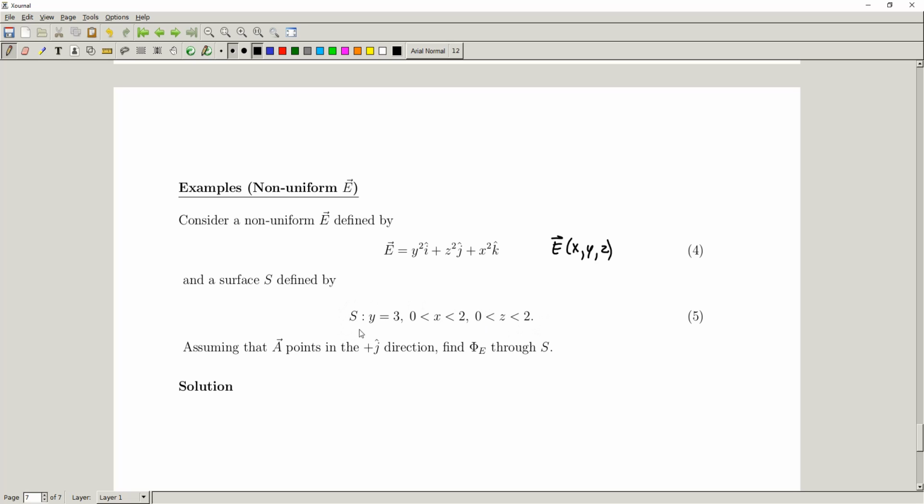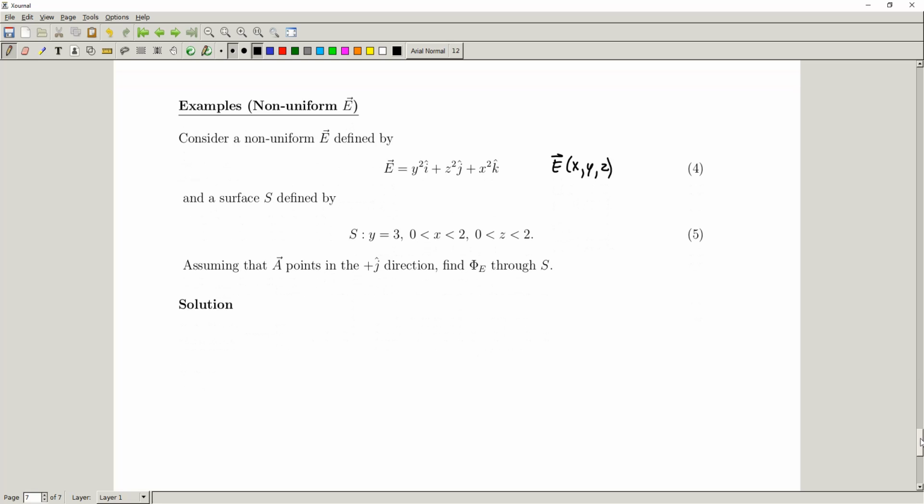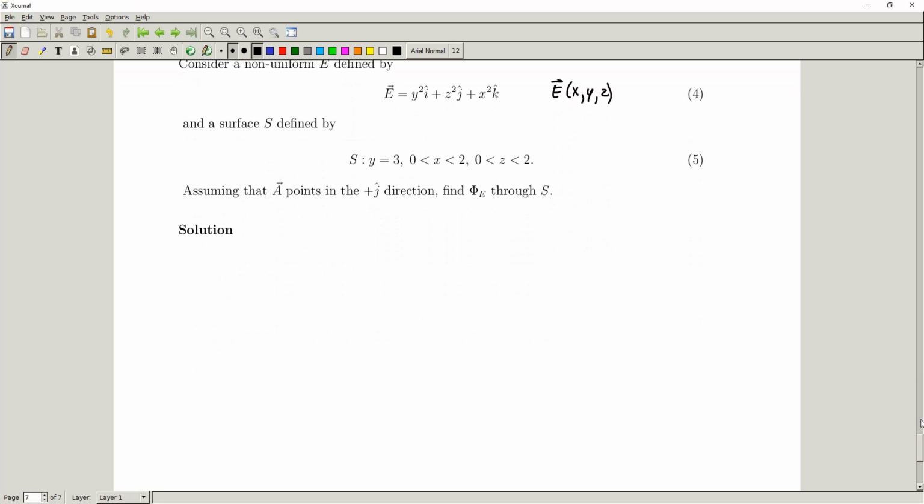We're interested in this electric field and this surface, a surface defined by this expression here, right? And so what is this really saying here? Well, maybe I'll draw the surface here to make it easier. So what is the surface telling us? Well, this is telling us that we're looking at a surface that's located at y equals 3. It extends from x equals 0 to x equals 2, and from z equals 0 to z equals 2.